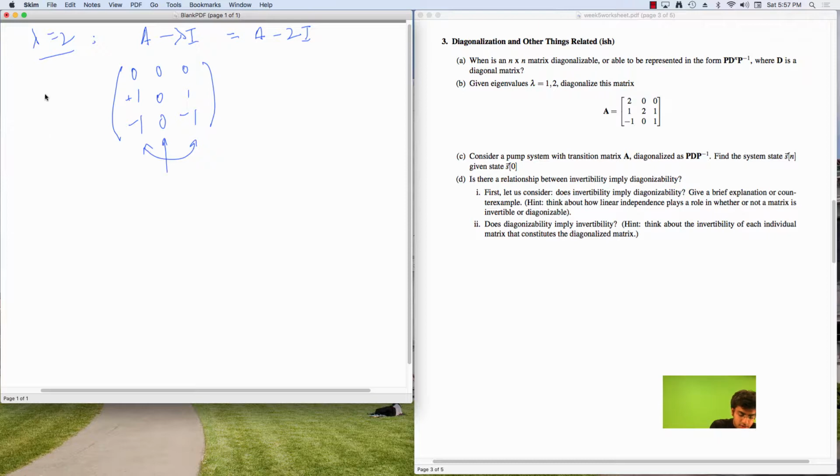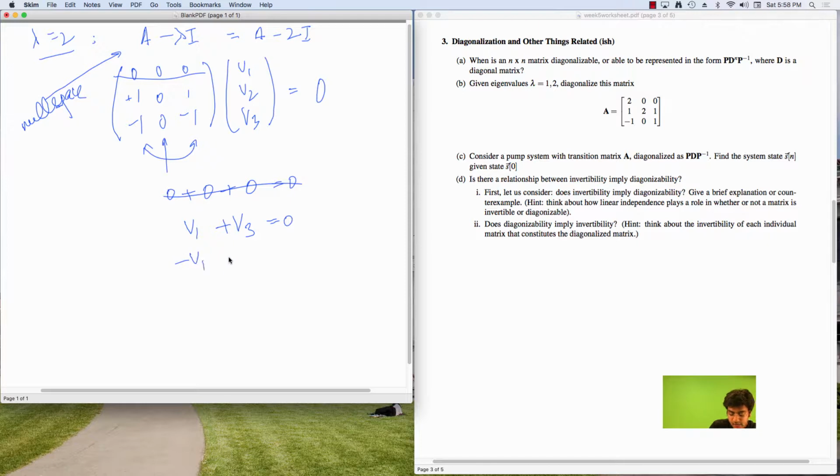So let's say I am solving for the null space. I want to solve the equation this matrix times (v1, v2, v3) equals 0. So okay, the top row gives us absolutely nothing because 0 plus 0 plus 0 is equal to 0, and we gain no useful information. The next row gives us v1 plus v3 equals 0, and the third row gives us negative v1 minus v3 equals 0, but these two are identical. So this is just saying v1 equals negative v3.